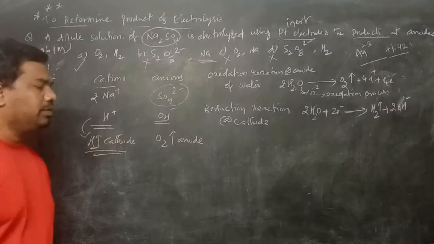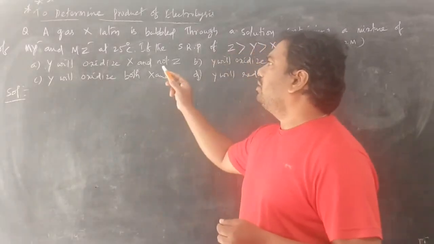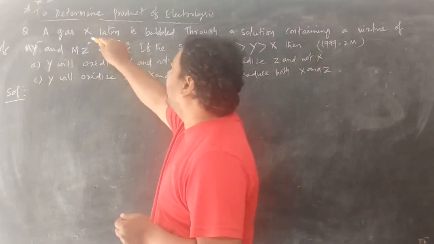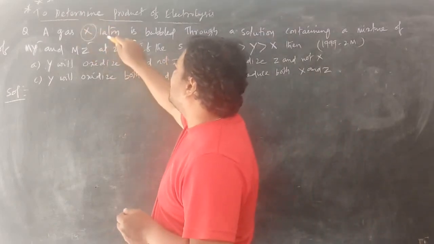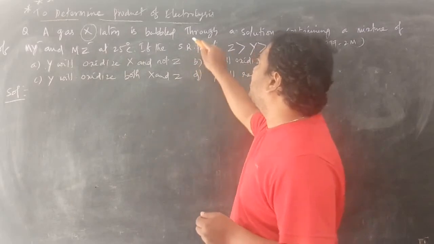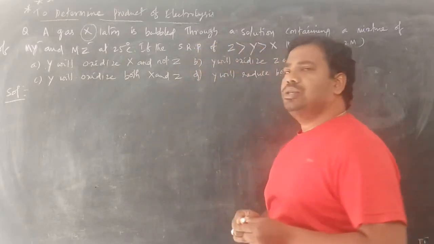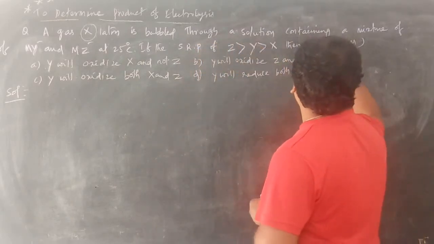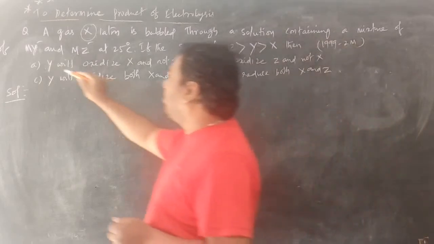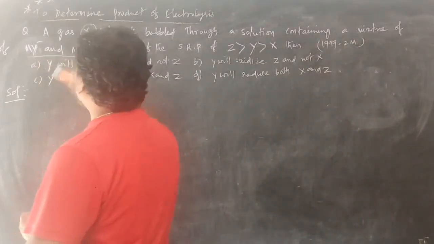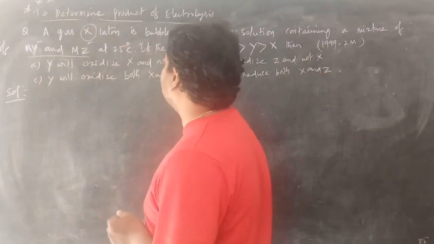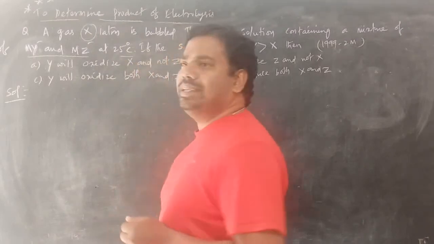Okay, a gas X at 1 atmosphere pressure is bubbled through a solution containing a mixture of My minus and Mz minus at 25 degrees temperature.